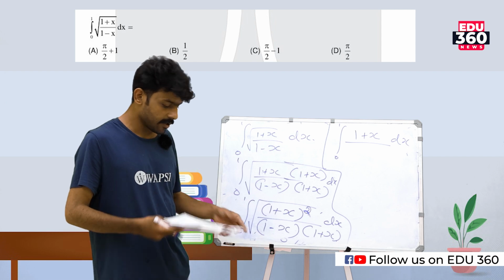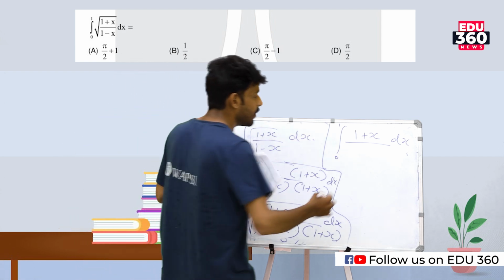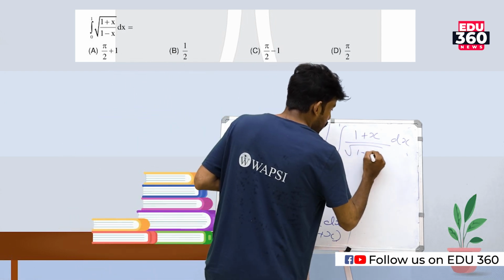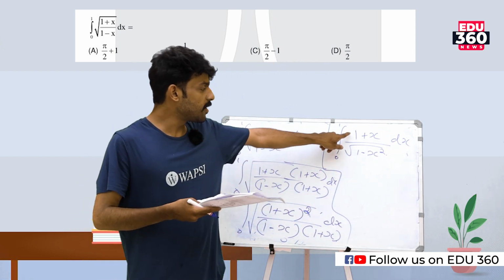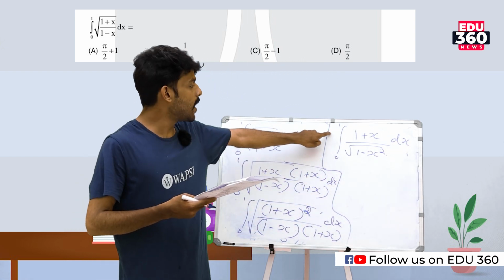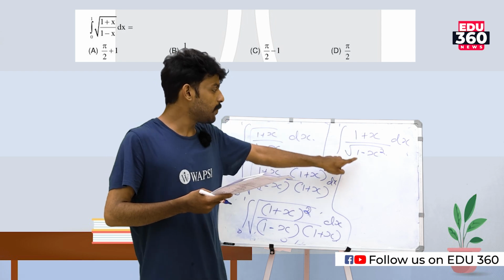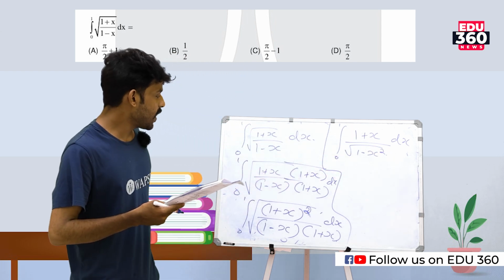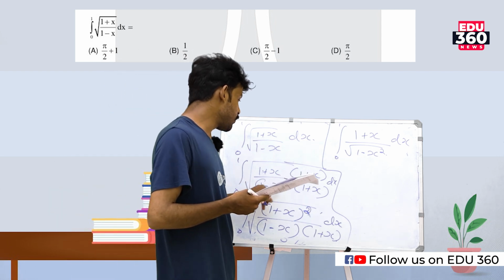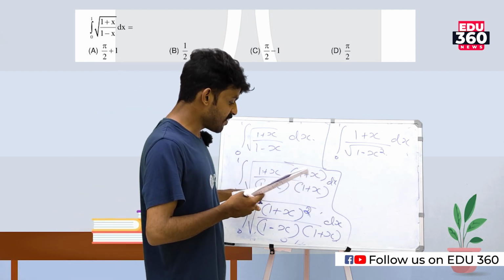And for the denominator we can write it as root of 1 minus x squared. So this will be the denominator. So the numerator is 0 to 1 plus x divided by root of 1 minus x squared dx. First of all, we just multiply the conjugate here on both numerator and denominator.